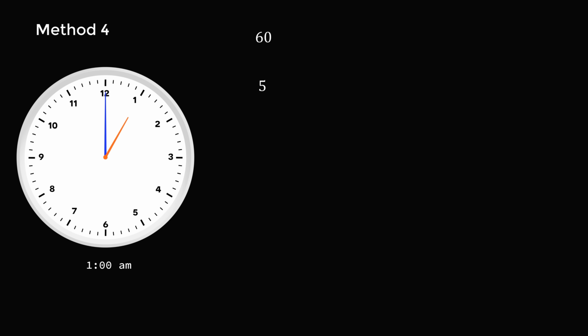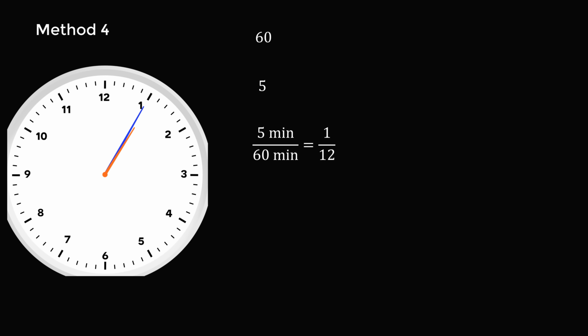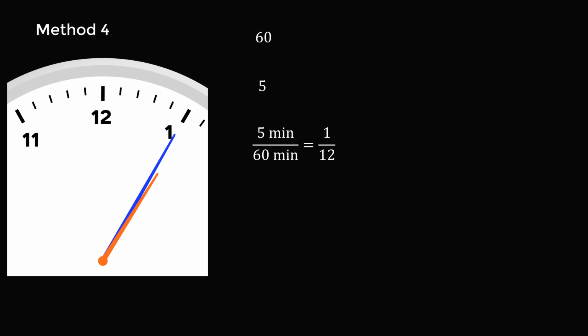But we know the hour hand moves slightly from there. The hour hand will move 5 minutes on the clock face for every 60 minutes that the minute hand moves. So this will be a rate of 1 over 12. So as the minute hand moves 5 minutes, the hour hand has moved 5 over 12 minutes. So now the hour hand is 5 over 12 minutes ahead of the minute hand, so the minute hand needs to go 5 over 12 minutes ahead.